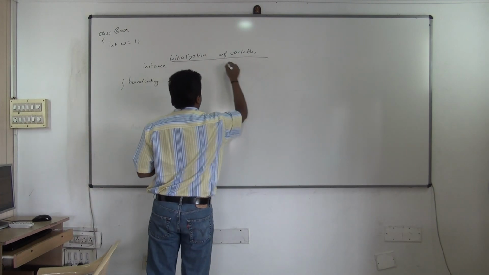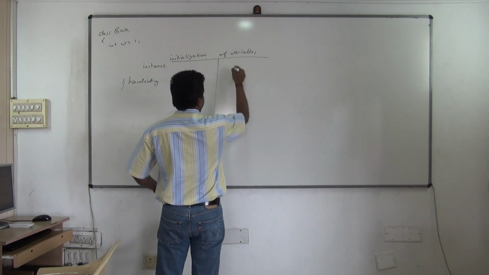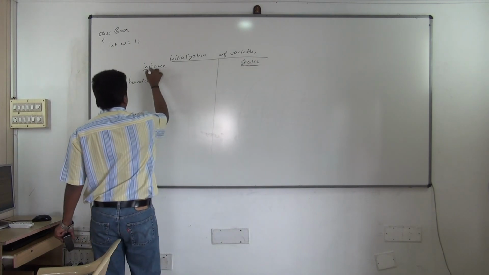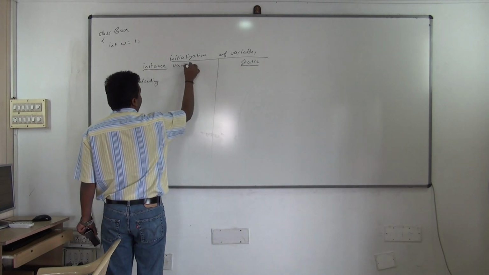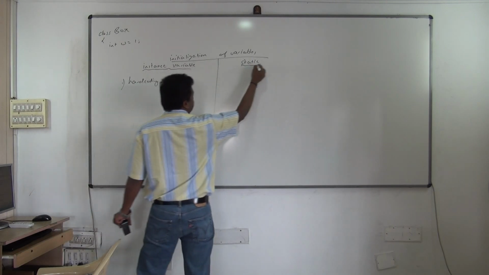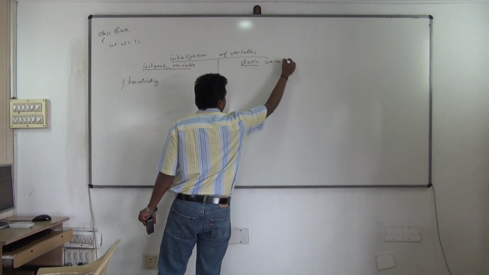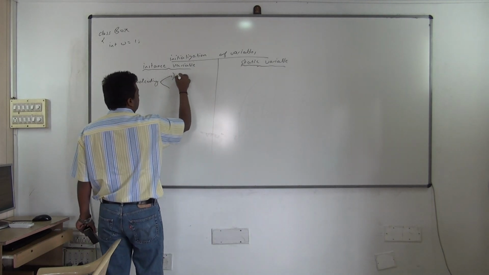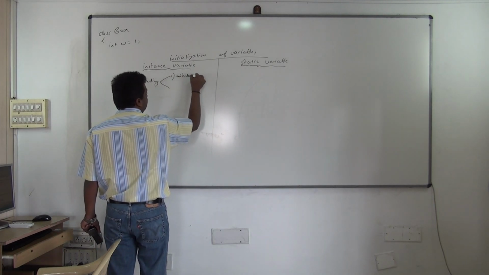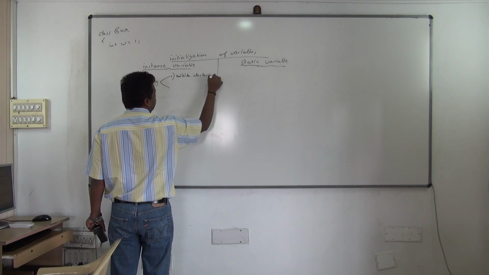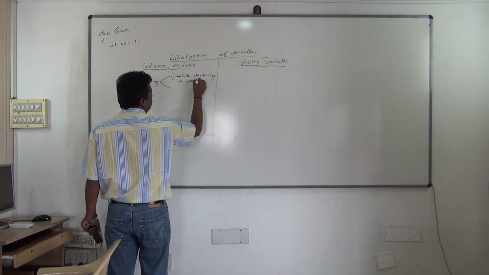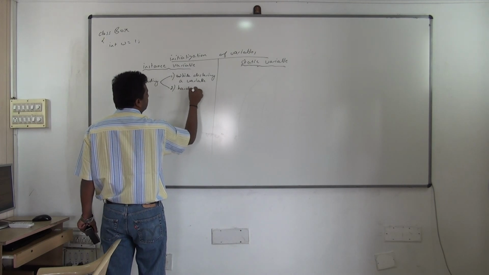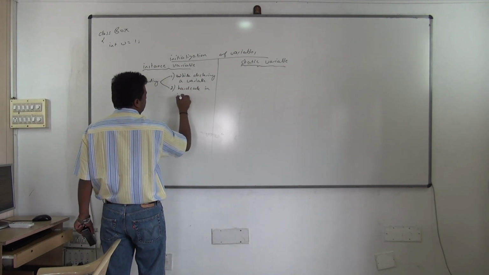The heading is instance and static. Instance variable, static variable. In hard coding there are two ways. While declaring a variable you can hard code, or two, you can hard code in an instance block.